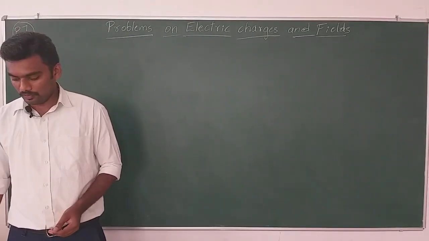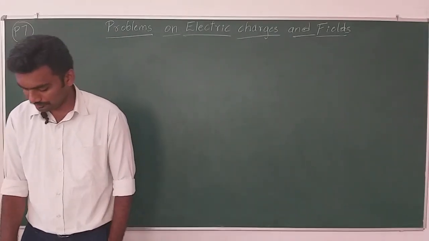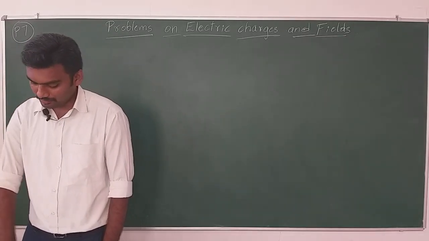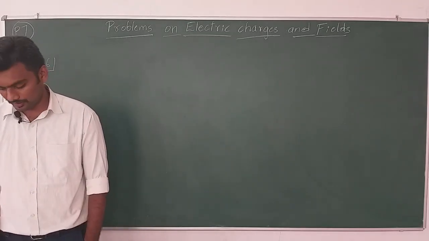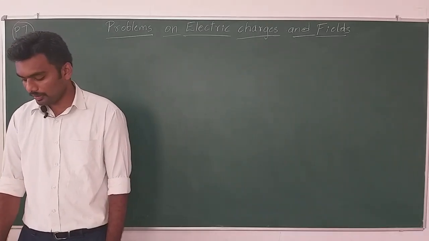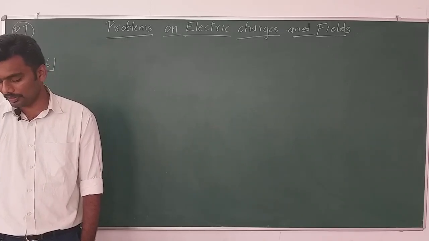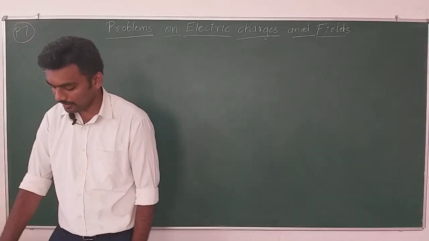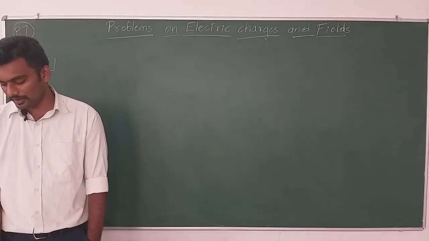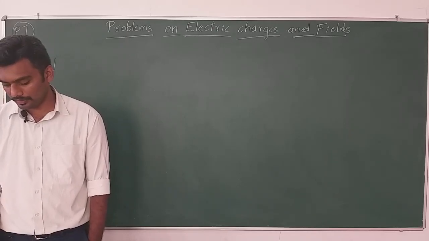Page number 44, problem number 16. An electric dipole of dipole moment 2 into 10 to the power of minus 8 coulomb meter is placed in an electric field of 5 into 10 to the power of minus 5 Newton per coulomb with its axis making an angle of 30 degree with the field. What is the torque acting on the dipole?